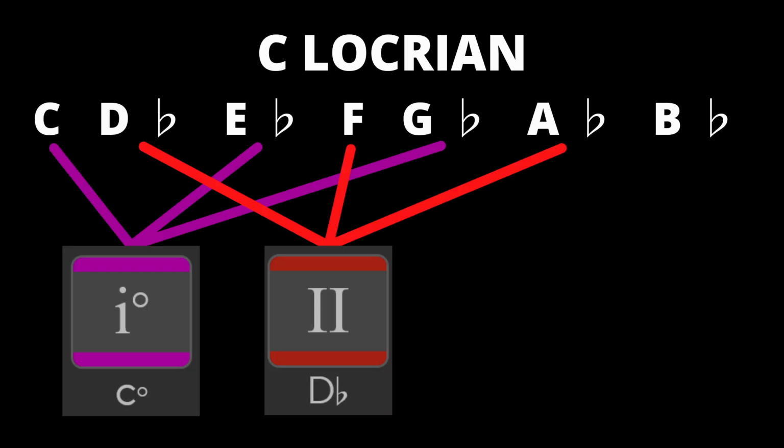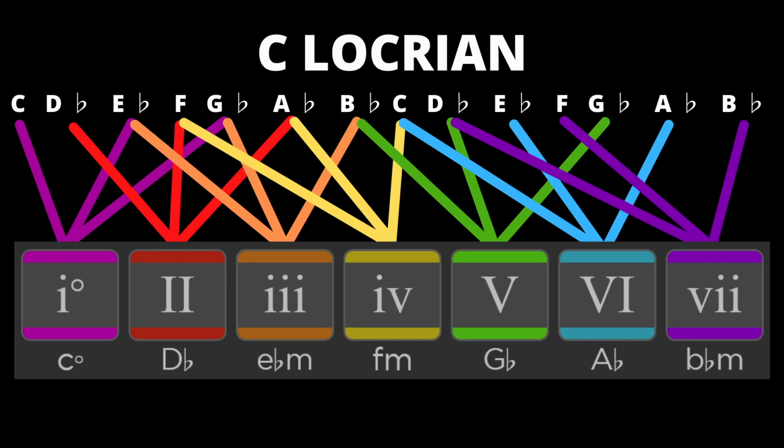In C Locrian, the next note is D flat. If we skip a note from D flat, we have F. Skip a note from F and we get to A flat. D flat, F and A flat create a D flat major chord. This becomes our 2 chord. We then repeat the process for all the remaining notes of the Locrian mode to generate a set of 7 chords. Note how we have repeated the notes twice here to make constructing the chords easier to visualize.